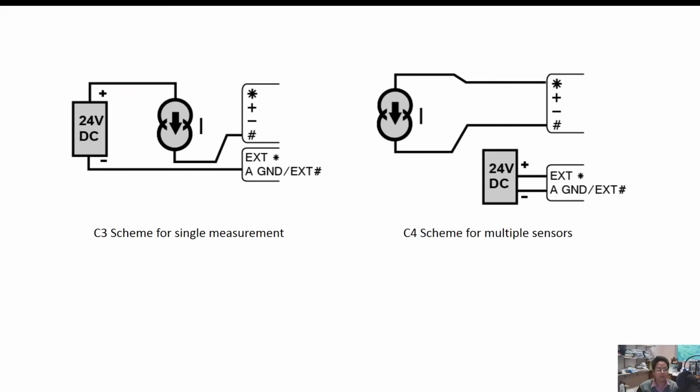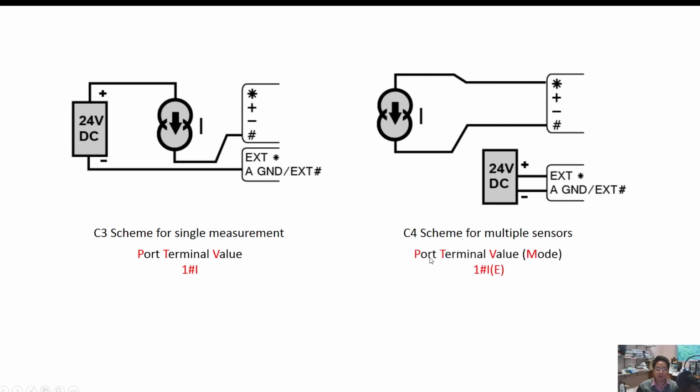Now we have to move to the second step, where we have to configure our Datataker. So we can use the scheme C3 or the scheme C4 in the manual. The scheme C3 is used for a single measurement with only one sensor. If you have multiple sensors, you have to use the scheme C4. The command for the scheme C3 is the port, the terminal, and the value you want to measure. For example, if you want to measure the current at port number 1, at the terminal hash, it's going to be 1 hash I.